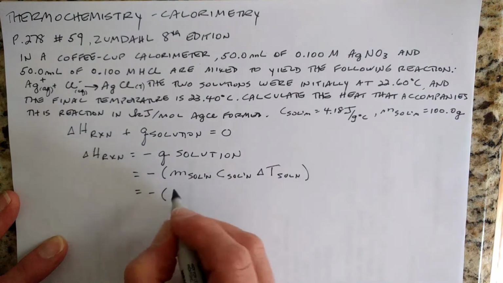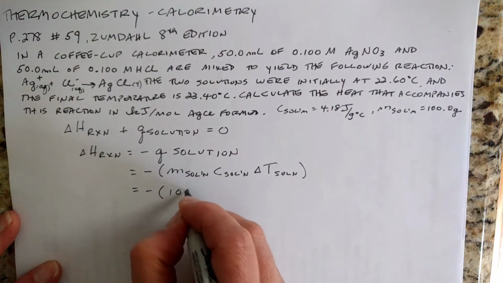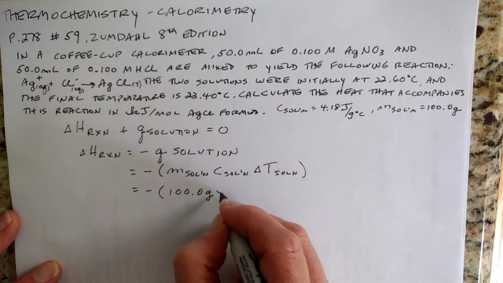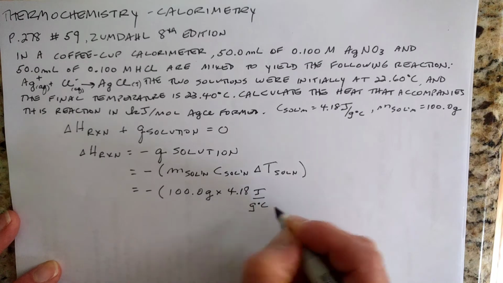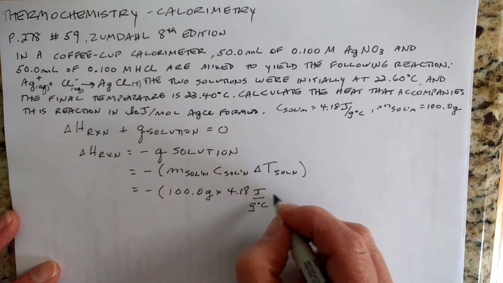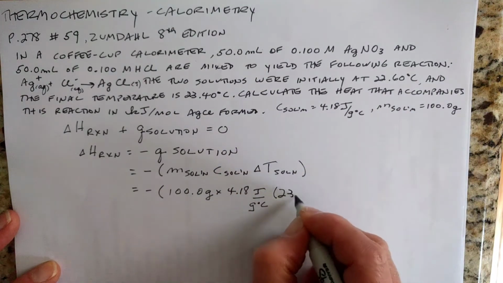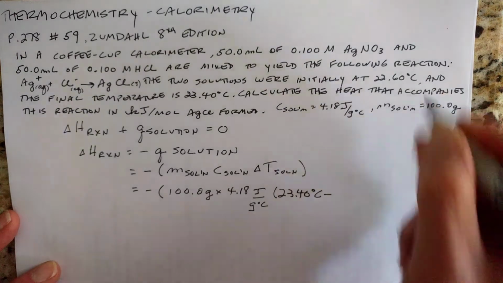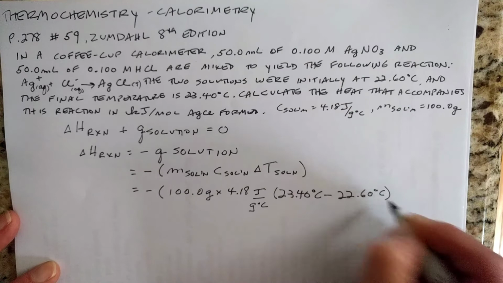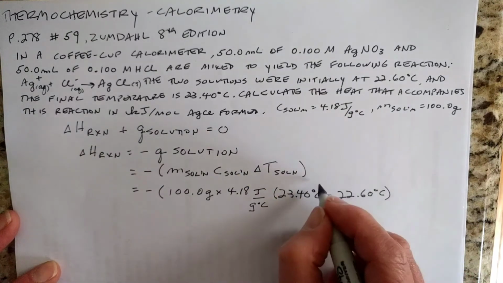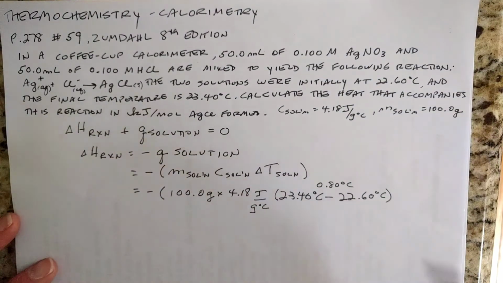So that is negative. The mass of our solution is the whole mass that rose in temperature, so that is 100.0 grams. The heat capacity, 4.18 joules per gram degree C. And then the delta T is the final temperature, which we have here as 23.40 degrees C, minus our initial temperature of 22.60 degrees C. I'm just going to subtract that, and we get 0.80 degrees C for our delta T.